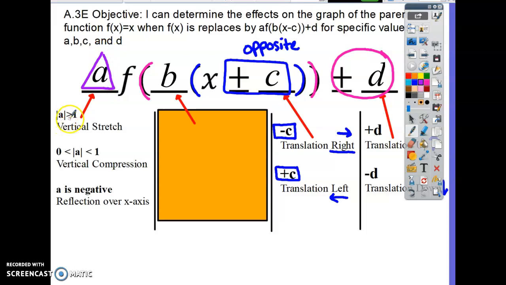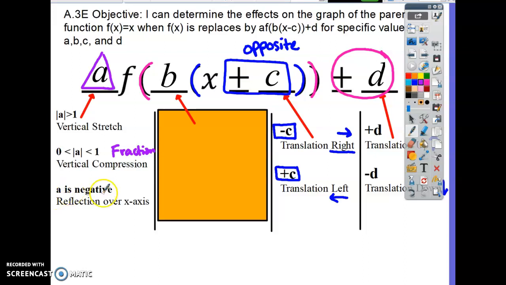If A is greater than 1, it will be a vertical stretch. For example, those are numbers like 2, 3, 4, 5. Big numbers, greater than 1, it's called a vertical stretch. Los números mayores que 1. If the number is a fraction, put right here, fraction, or decimal, like anything in between 0 and 1. Numbers between 0 and 1 are fractions and decimals. That's going to be called a vertical compression. Los números entre 0 y 1 son decimales y fracciones.